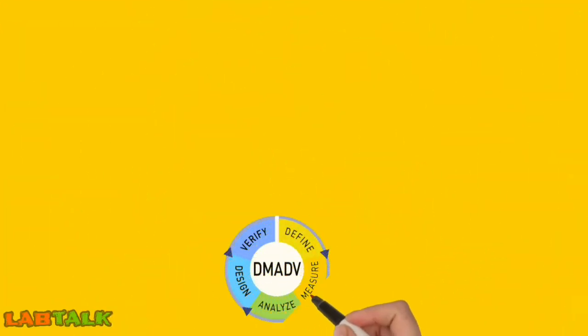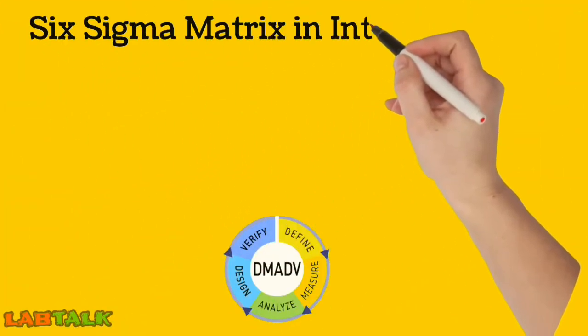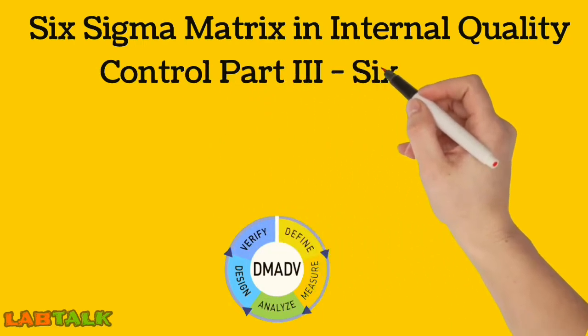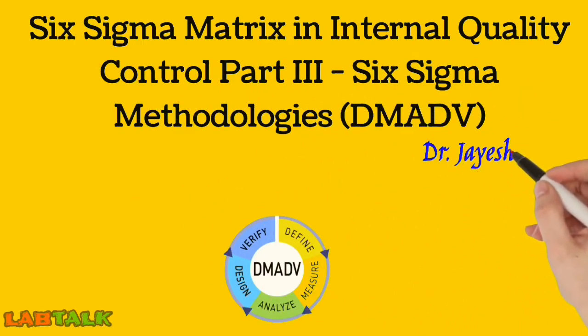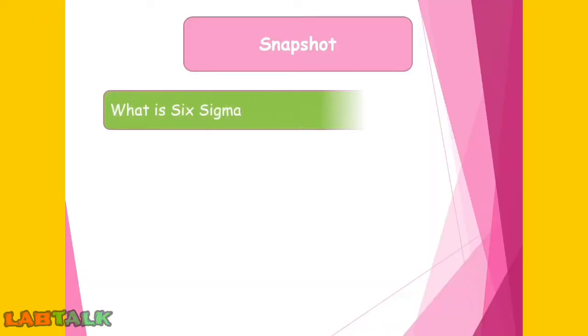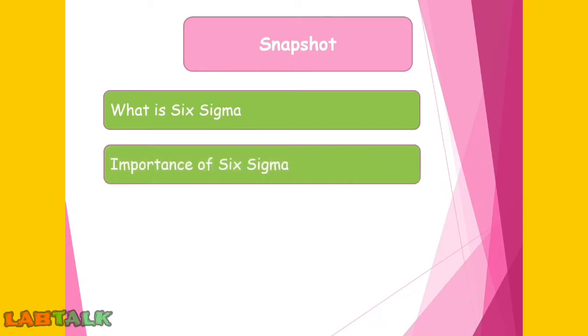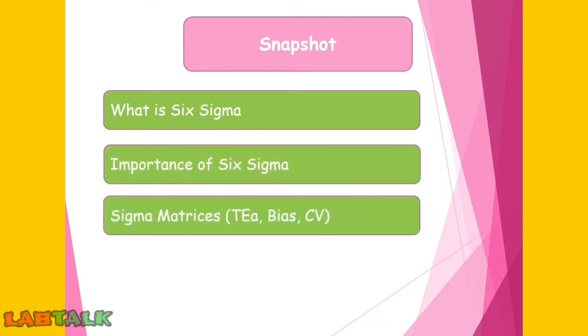What is the DMDAV methodology, which is another methodology in Six Sigma? D stands for define, M stands for measure, A stands for analyze, D stands for design, and V stands for verify. So what is the difference between these two methodologies? We will see it later.